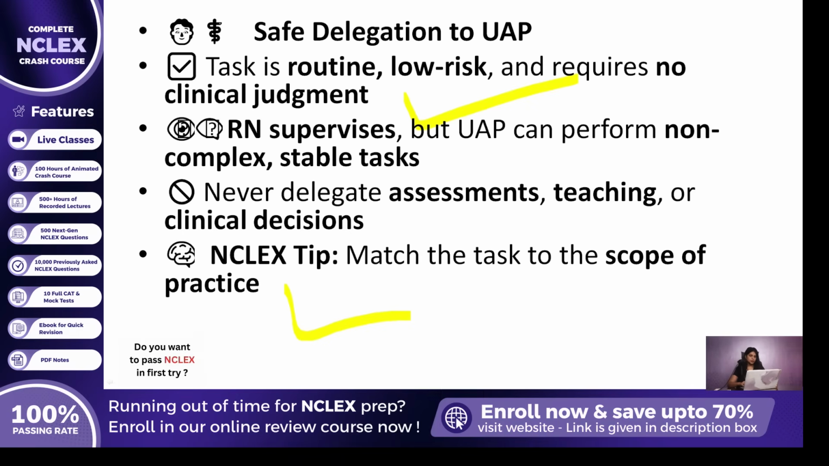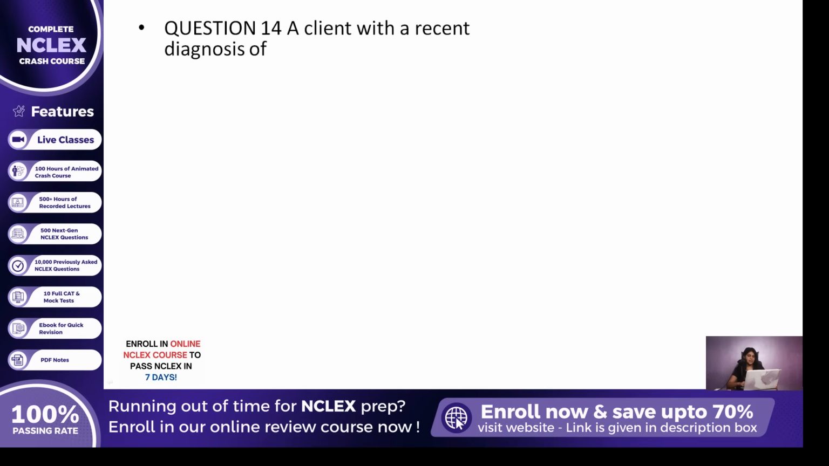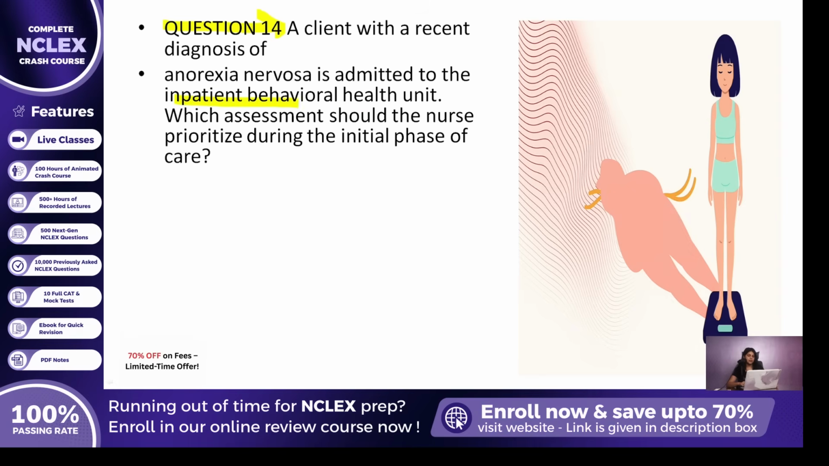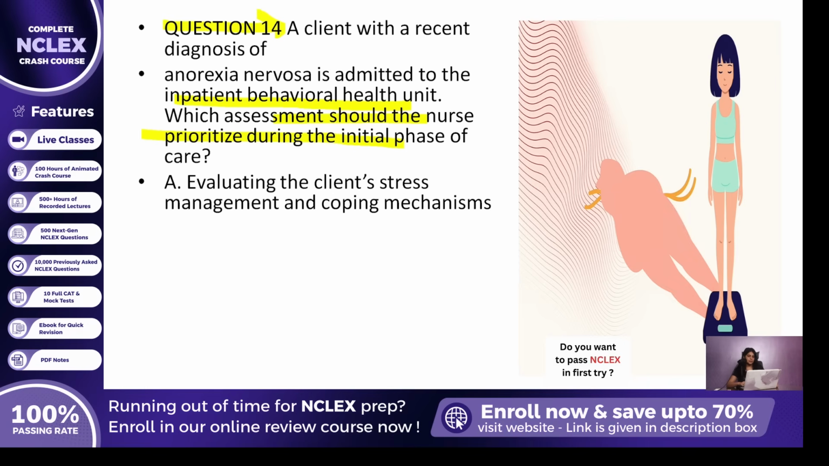Let us now move to question 14, which highlights the critical initial priorities in managing an eating disorder. A client newly diagnosed with anorexia nervosa is admitted to the behavioral health unit. Which assessment should the nurse prioritize during the initial phase of care? Here are the options. A. Evaluating the client's stress management and coping mechanisms.